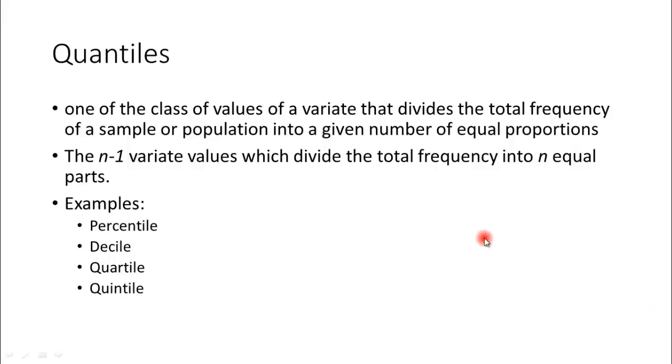Another important thing in statistics is a quantile. So what is a quantile? A quantile is one of the class of values of a variate that divides the total frequency of the sample or population into a given number of equal proportions. The n minus 1 variate values which divide the total frequency into n equal parts. Examples of quantiles are percentile, decile, quartile, and quintile.